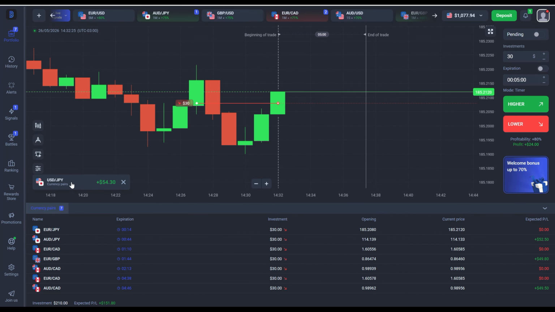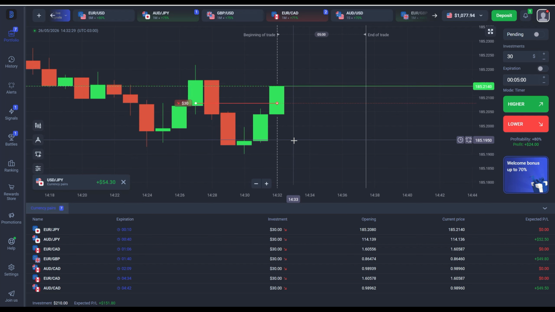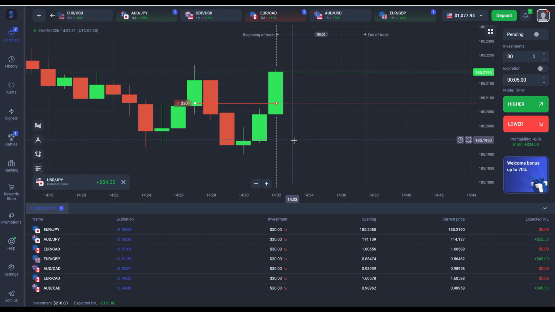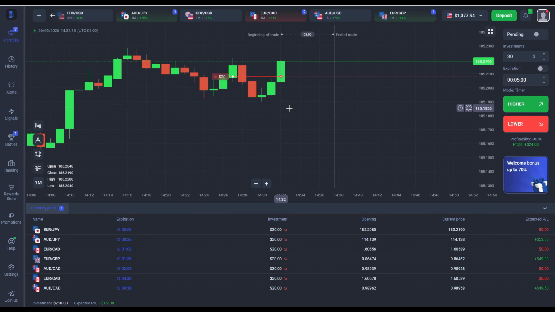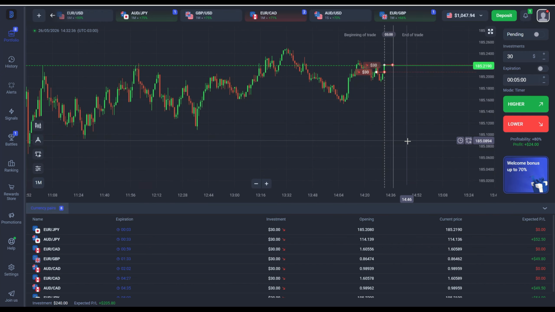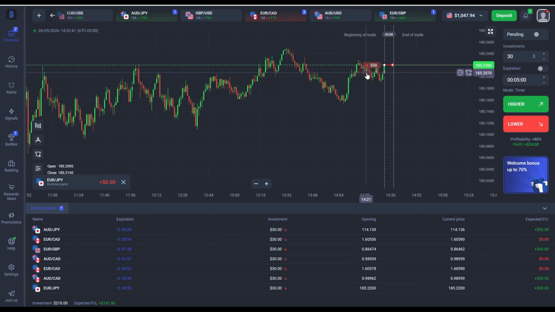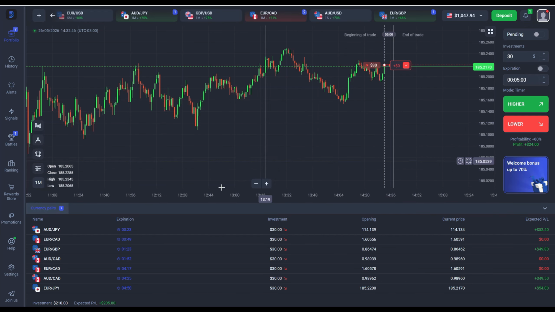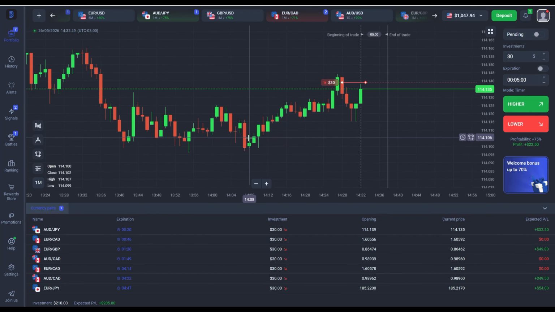The US dollar Japanese yen trade is closing in profit. So far one trade is in profit, one is in loss, but losses are about to come. Euro yen also shot up sharply, so I'll have to duplicate that one too. And yes, the first trade has already closed at a loss. At the moment there are 10 trades open. So what do we have?